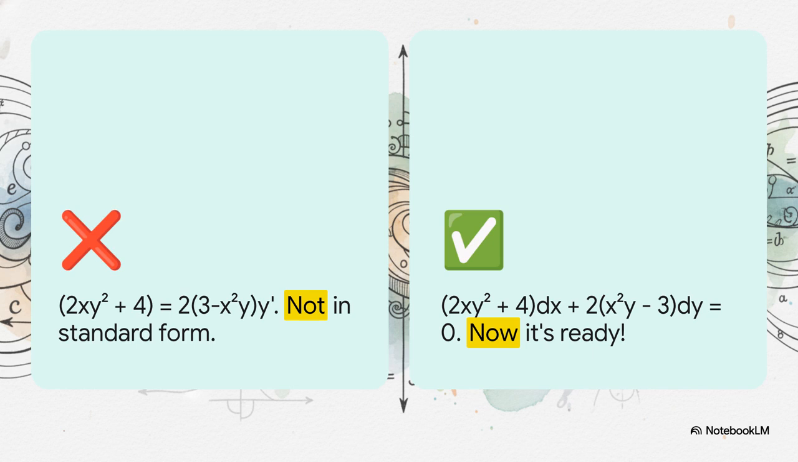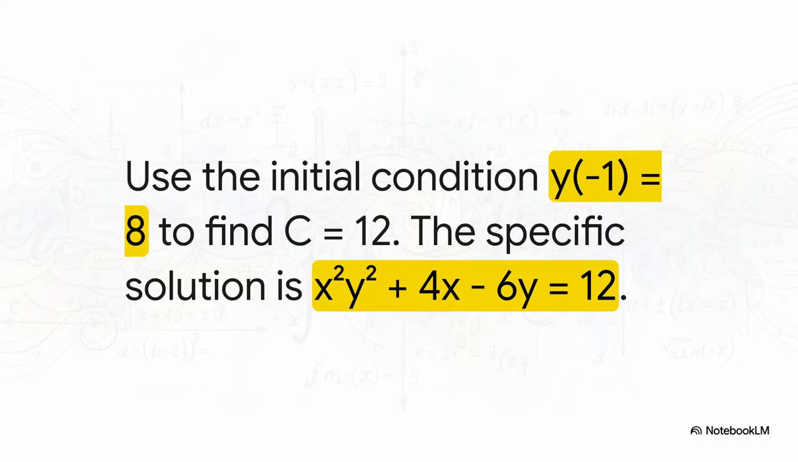To get it to the standard form on the right, we have to move that y prime term over to the left side. And when we do that, we have to be super careful and distribute the negative sign, which flips 3 minus x squared y into x squared y minus 3. It's such a small algebraic step, but it is absolutely critical to get right. After you rewrite it in standard form, you'd follow the exact same 5-step process we just did.